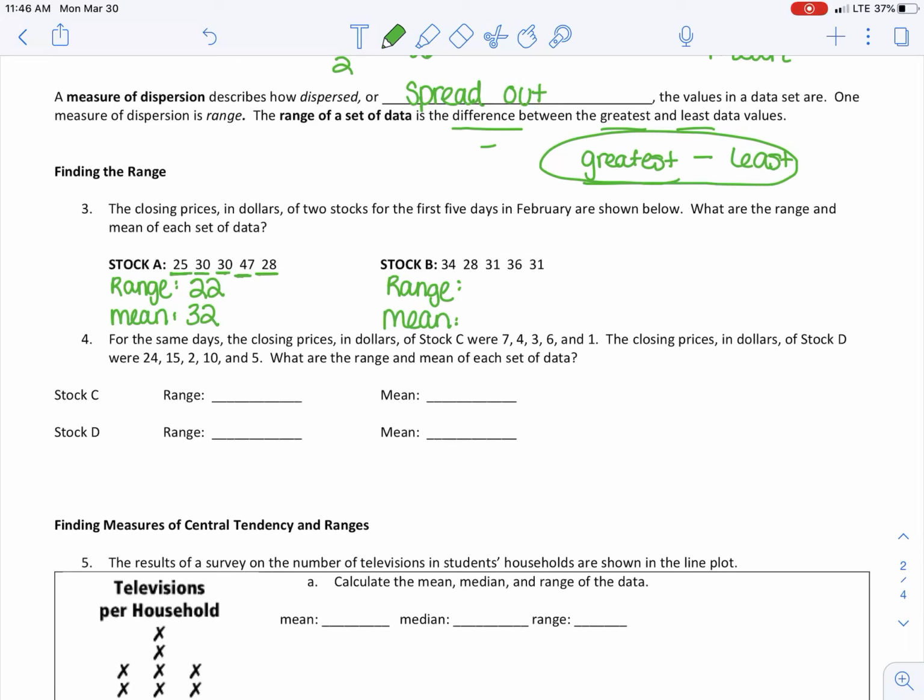Okay, so range. We're looking for the range of our greatest minus our smallest. So we have 36 and 28. So 36 minus 28 gives us a range of 8. And then our mean, again, we're adding up everything. So 34 plus 28 plus 31 plus 36 plus 31 equals 160. And we're going to divide by the number of values we have. So we have 1, 2, 3, 4, 5 again. So divided by 5. And that gives us 32.